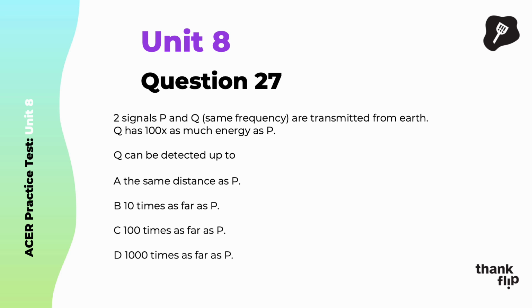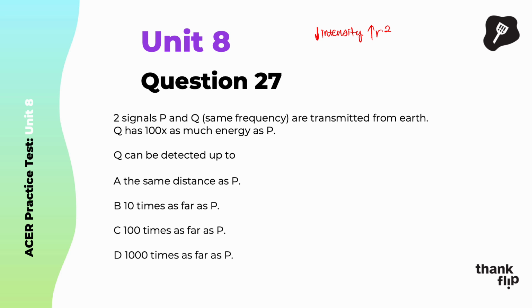Okay, so you have two signals of the same frequency. They're transmitted from the Earth, and Q has 100 times as much energy as P. And so it's asking about where they can be detected. And so that refers to the intensity. So remember in the previous question, we have intensity decreases inversely proportional to the radius. So intensity decreases as radius squared increases, right? Because of the surface area of the sphere.